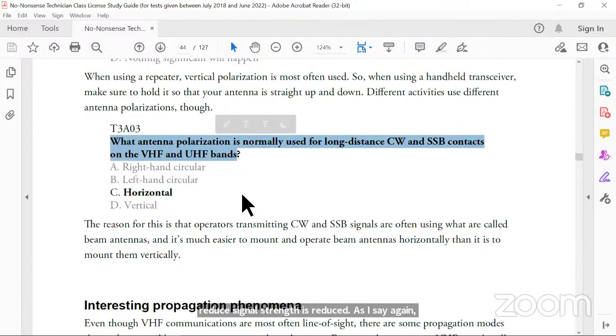Okay, next question in question pool. What antenna polarization is normally used for long distance CW and SSB contacts on the VHF and UHF band? So we said it is usual for hams to use horizontal polarization for that.